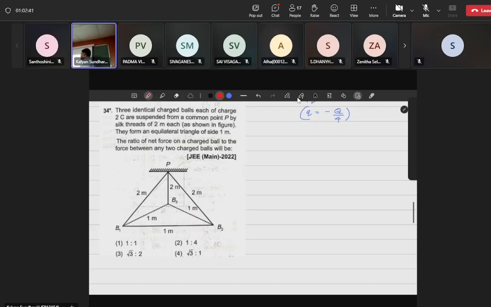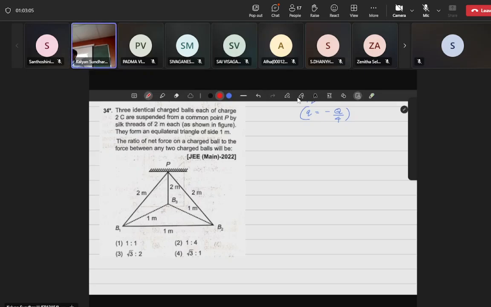Three identical charged particles, each having a charge of 2, are suspended from a common point by strings of length 2 meters each, as shown in the figure. They form an equilateral triangle of side 1 meter. The ratio of net force for the charge was 4. We have to find the net force.